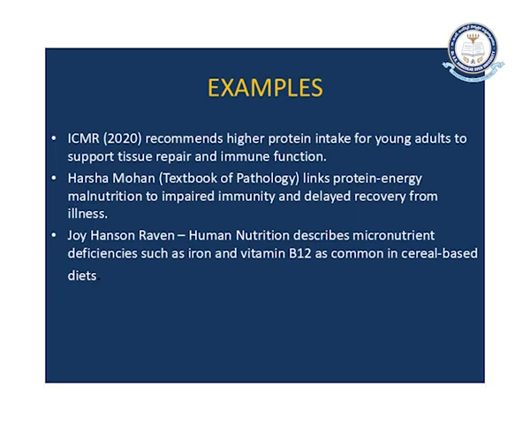For example, ICMR 2020 recommends higher protein intake for young adults to support tissue repair and immune function. Harsh Mohan's Textbook of Pathology links protein energy malnutrition to impaired immunity and delayed recovery from illness. Joy Hansen describes micronutrient deficiencies such as iron and vitamin B12 as common in cereal-based diets.